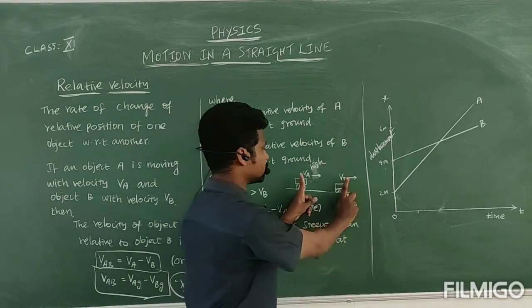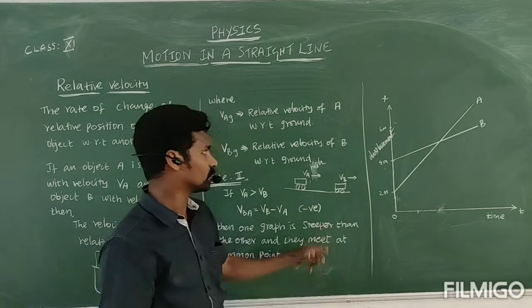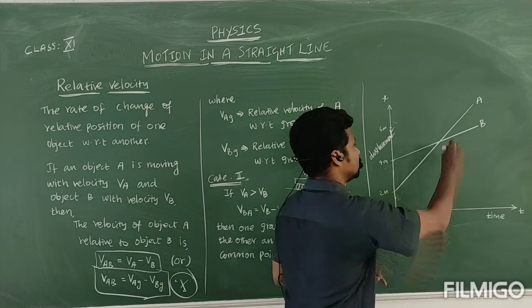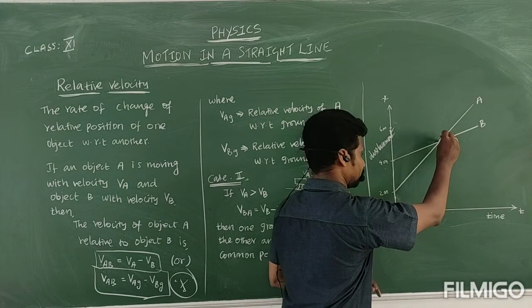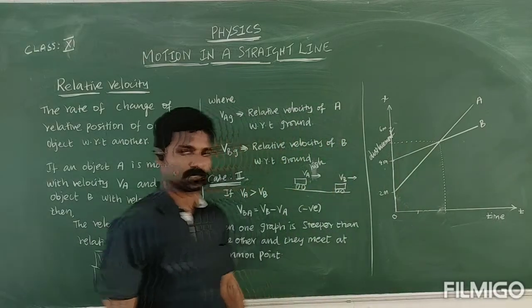So what happens? Object A is going to cross a particular point. It will be the object A line and the object B line, and it will cross at a particular line, at a particular distance and position.